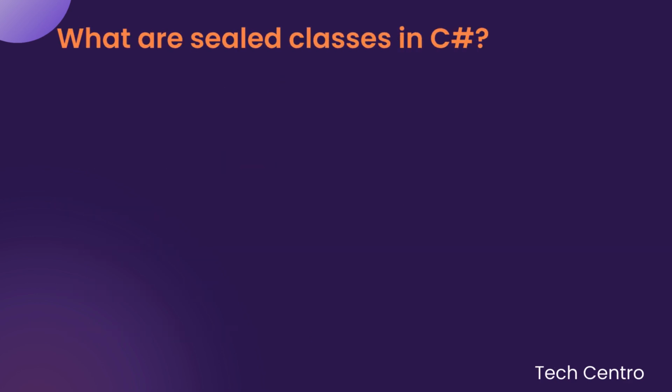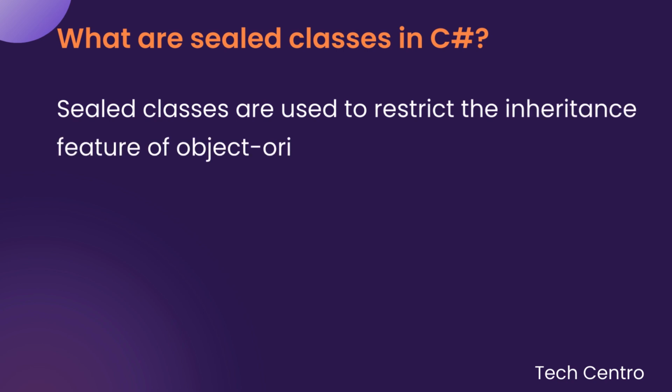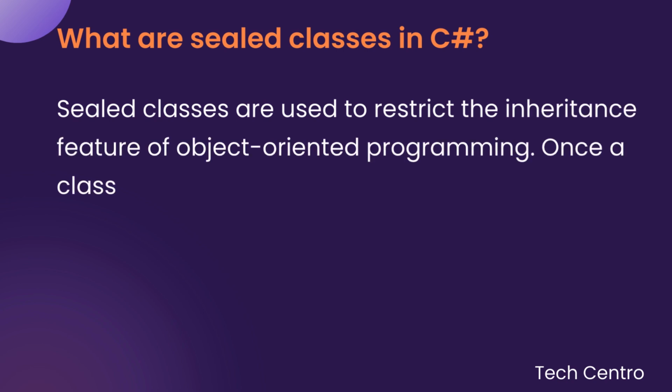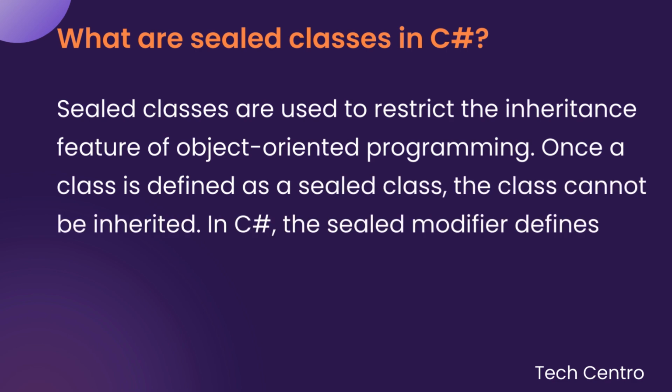What are sealed classes in C#? Sealed classes are used to restrict the inheritance feature of object-oriented programming. Once a class is defined as a sealed class, the class cannot be inherited. In C#, the sealed modifier defines a class as sealed.